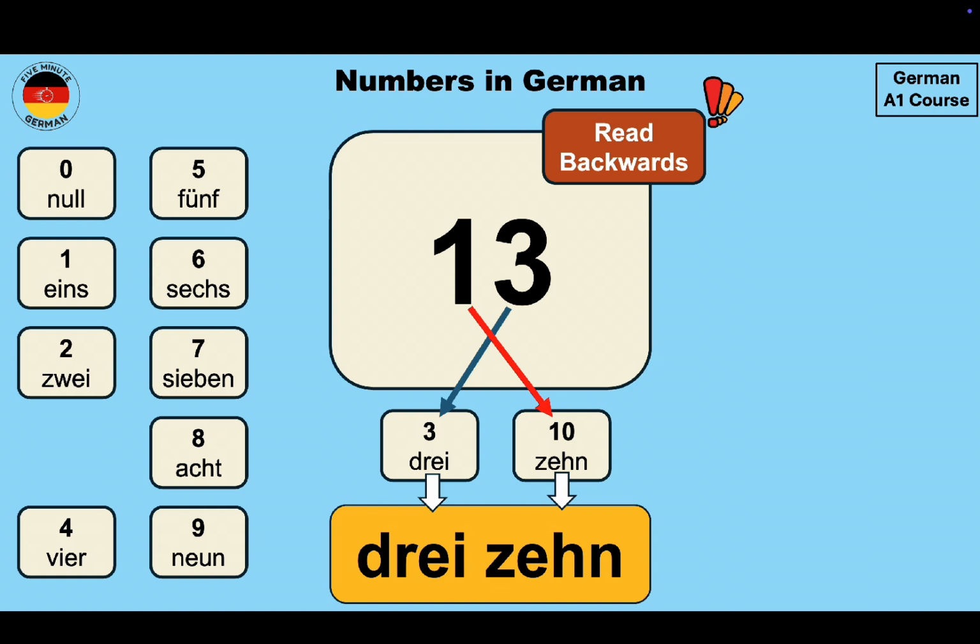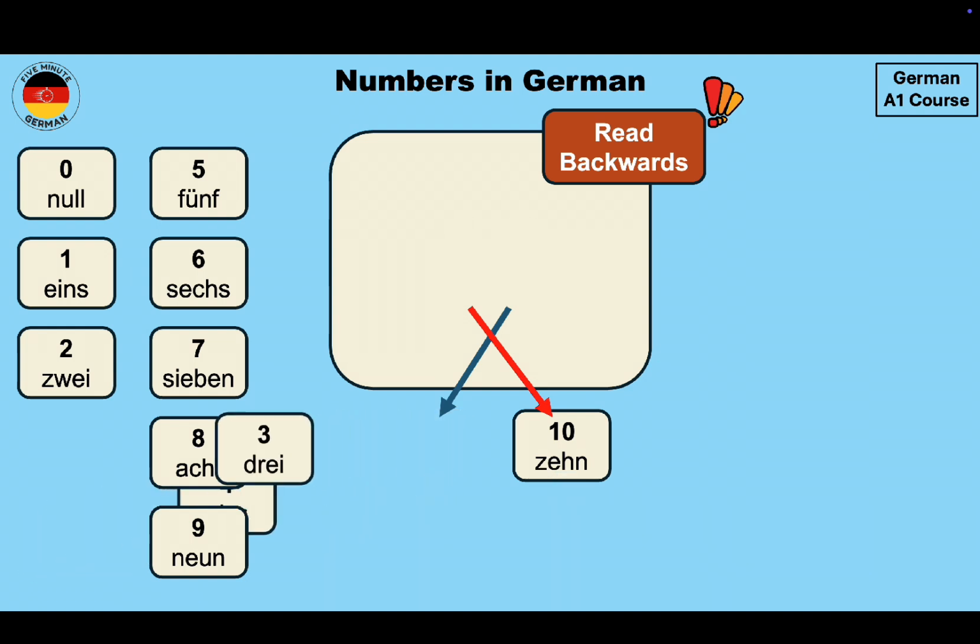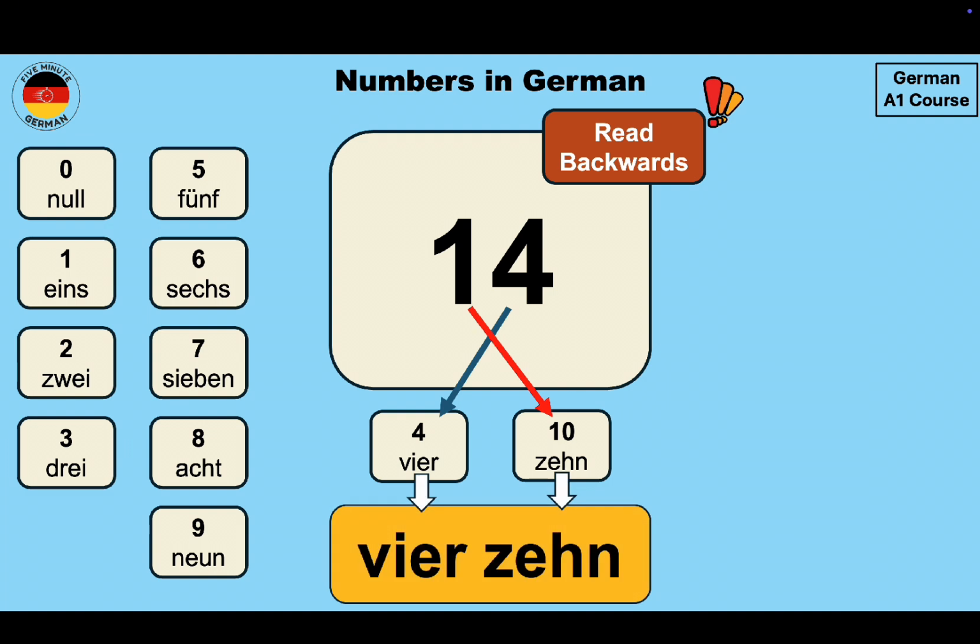Over here I have separated the 3 and 10 to make it easier for you to understand. However, it is written together as one word. And this is the pattern that we will follow for all the following numbers. So the next number, 14: 4 comes at the start and 10 at the end. And it is written together without the empty space in between.